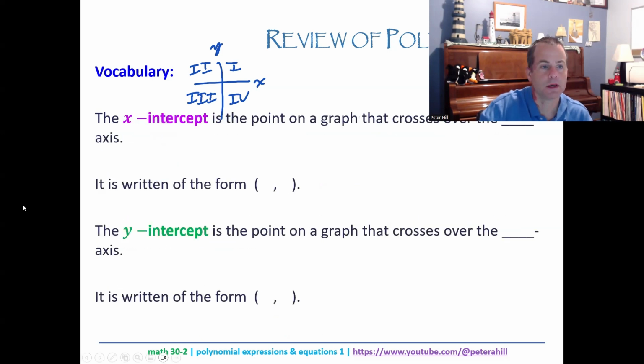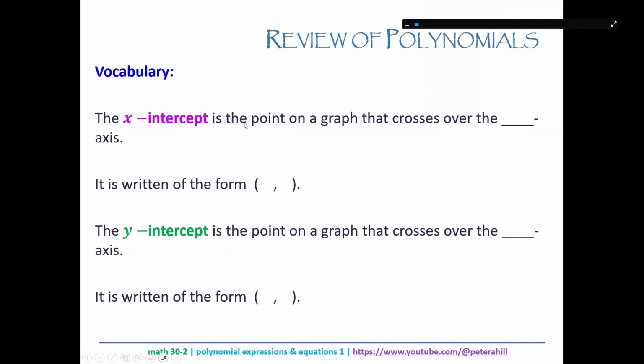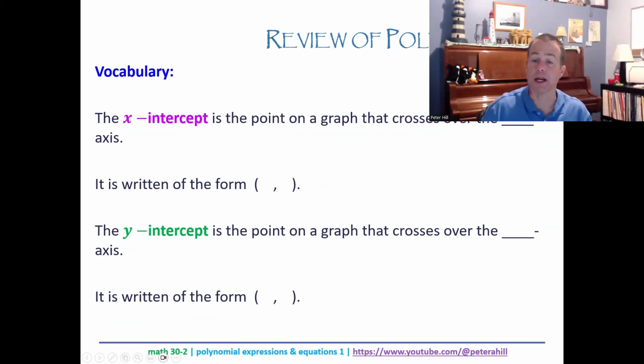Okay. All right. The x-intercept, I'll hide for just a quick sec here. The x-intercept is the point on the graph that crosses over the x-axis. And anytime you are asked for an intercept, it must be a coordinate point, okay? So it's written in the form (x, 0), because the value of y is always 0 if I'm on the x-axis. If I'm on the x-axis, I haven't gone up or down. So it'd be whatever the value of x is, comma 0. The value of y would be 0.